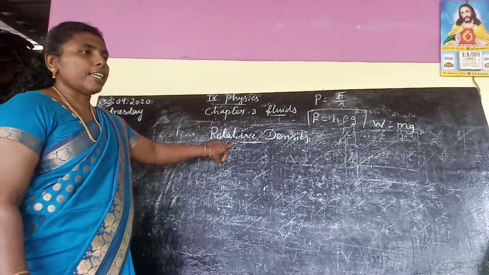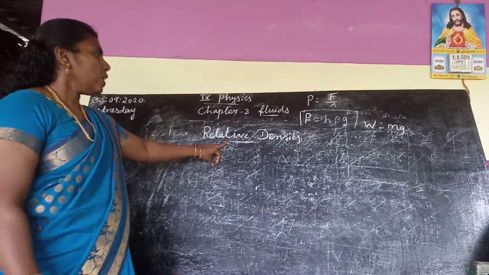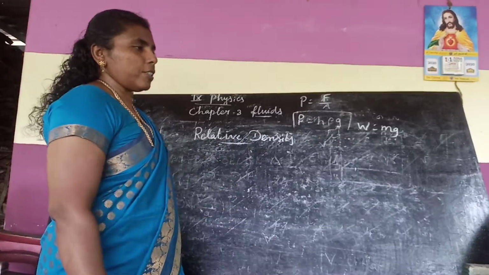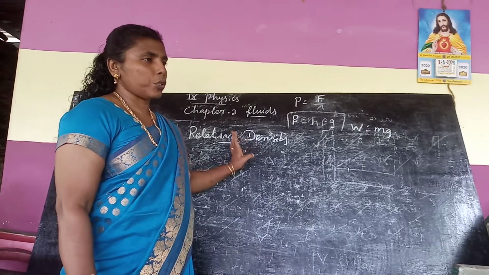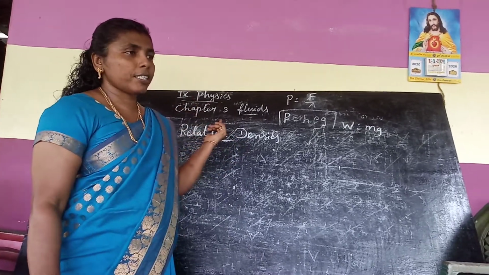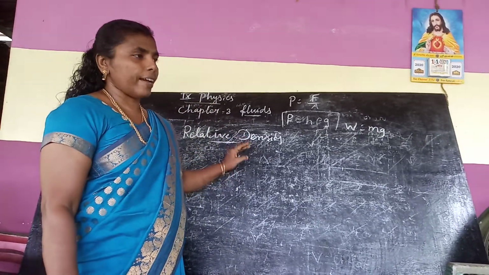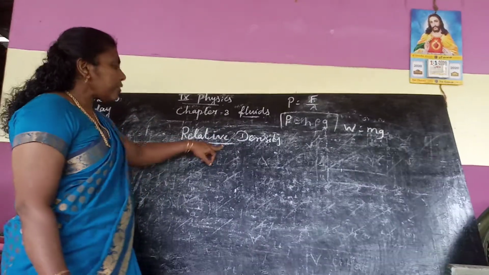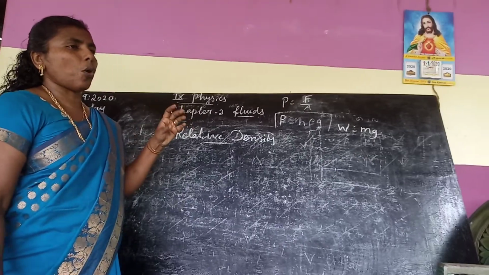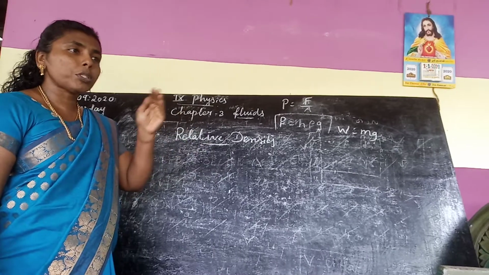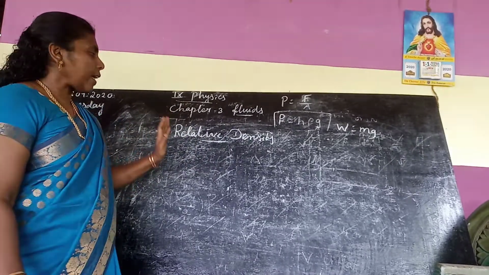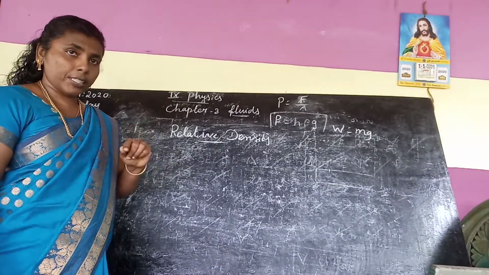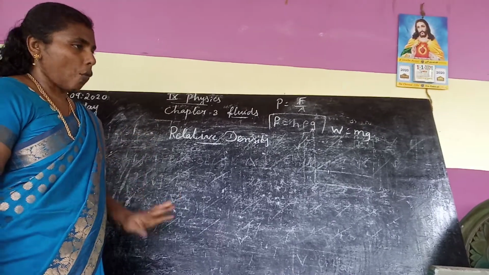Next we can see relative density. What is the unit of relative density? There is no unit for relative density. See, relative density means just a comparison of the density of a substance to the density of water. We can compare the density of a substance and the density of water.